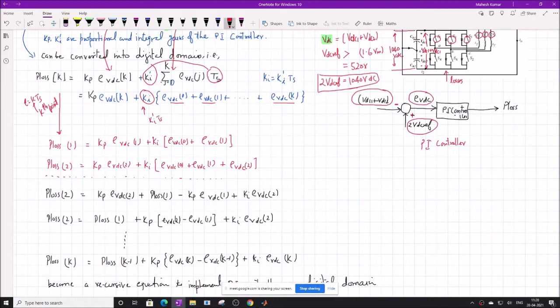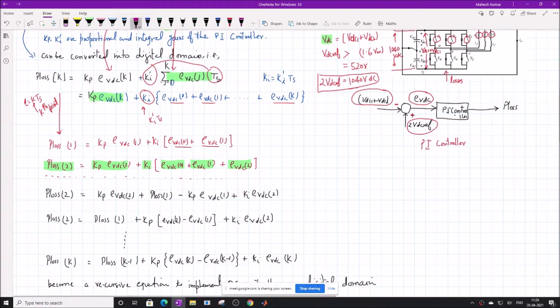What is that? Let us say that k is equal to 1 at instant 1. So PLOS 1 becomes Kp EVDC 1, k becomes 1 here, plus Ki EVDC 0 and 1, because the time has gone up to the first sample. So from 0 and 1, the summation becomes the sum of EVDC 0 and EVDC 1. Let us say PLOS 2. So PLOS 2 is nothing but Kp EVDC 2 from this term, and then plus Ki, and then the series becomes 3 terms: EVDC 0, EVDC 1, EVDC 2.